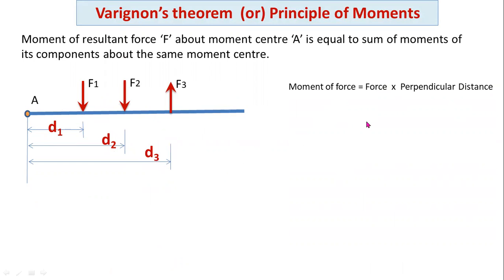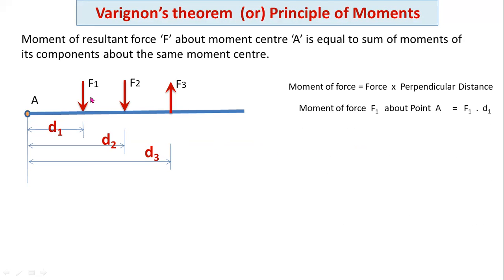Already we know that the moment of a force is equal to the force into the perpendicular distance between the force and the turning point. Here let's consider a point A as the turning point. D1 is the distance between force F1 and point A, D2 is the distance between force F2 and point A, and D3 is the distance between point A and force F3. So D1, D2, D3 are the perpendicular distances.